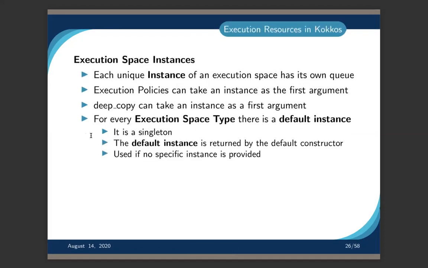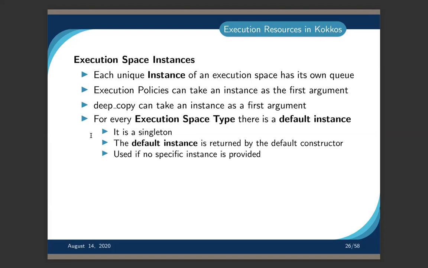execute in order. Now, where are execution space instances? So far, we haven't really talked about instances. We talked about types, and how you use them as template parameters. But there are actually instances of these things. And each unique instance has its own execution queue. The execution policies can take such instances as a first argument, and that is how you determine which queue the operation will be enqueued on. The same is true for deep copy. Deep copy can take an instance as a first argument, and that means the deep copy goes into that queue.